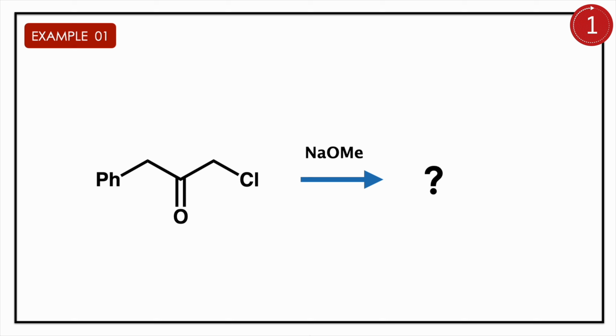Then we will learn by example. In the starting material, you have a ketone. On one side you have chlorine, on the other side you have phenyl. You are using sodium methoxide. You should find what the final product will be.